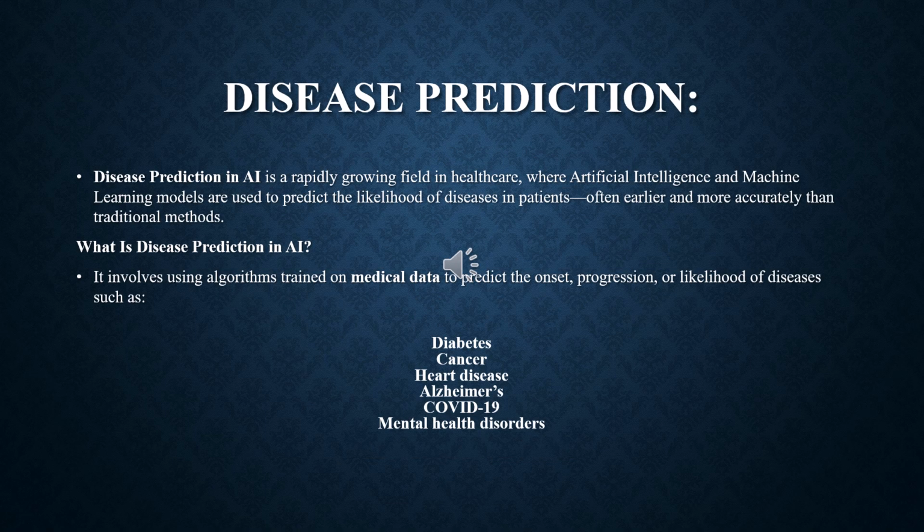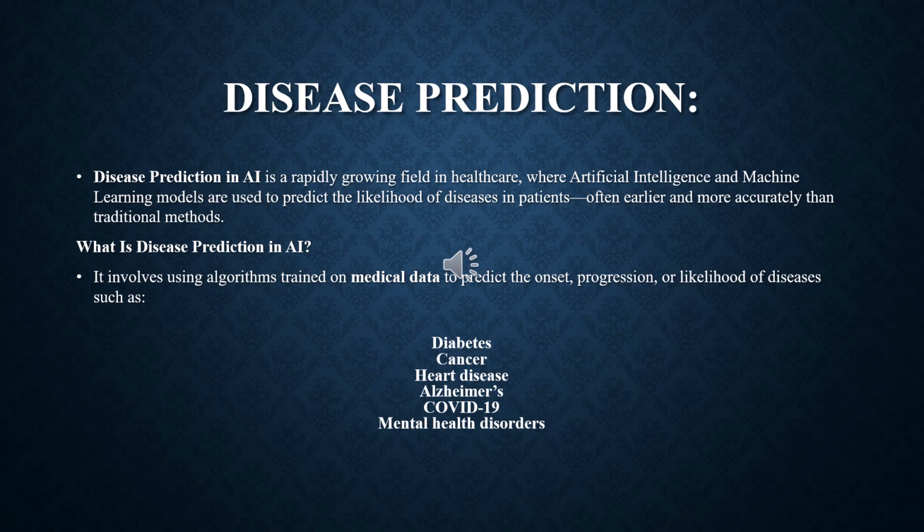So the first case study you're going to see here is disease prediction. For disease prediction you use algorithms, so what are the applications of using AI for disease prediction? Disease prediction in AI is a rapidly growing field in healthcare where AI and machine learning models are used to predict the likelihood of disease in patients, often earlier and more accurately than traditional methods. So this is disease prediction using an AI model.